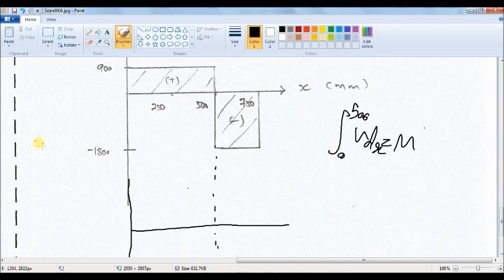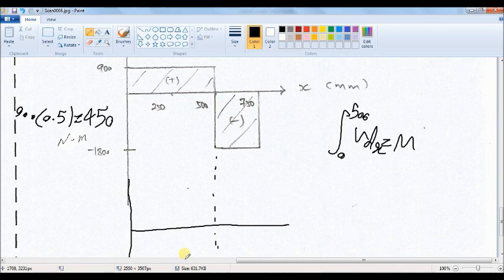To calculate this area is easy. 900 times 0.5 from here to here, which is 450 Newton meter.